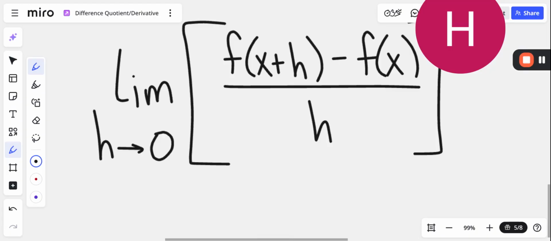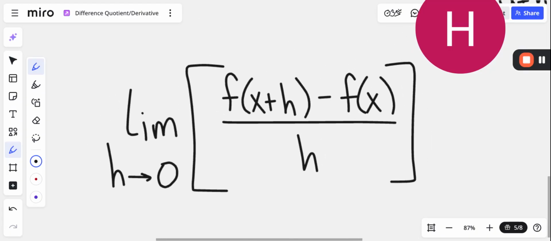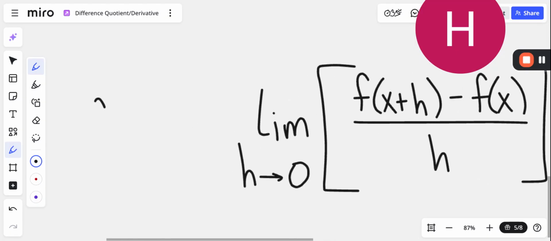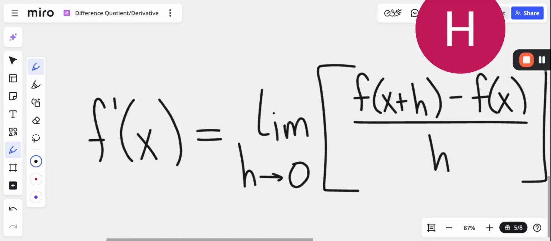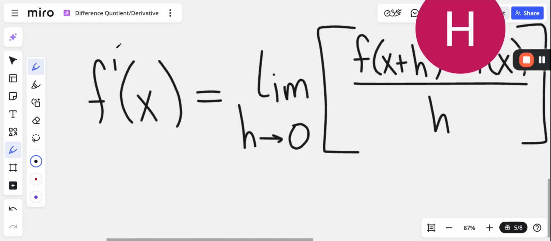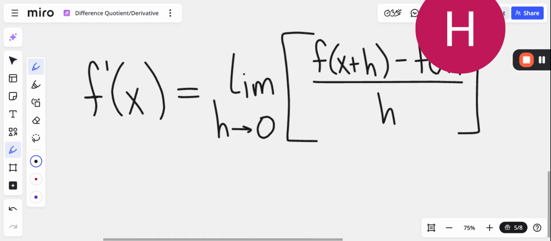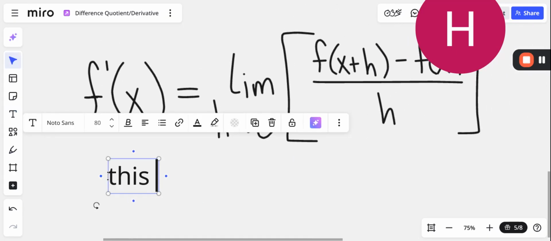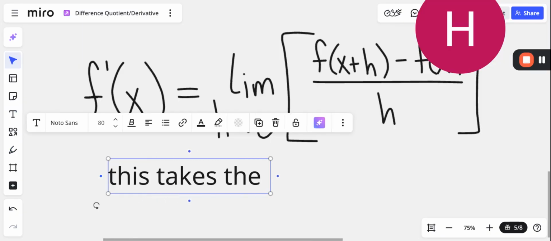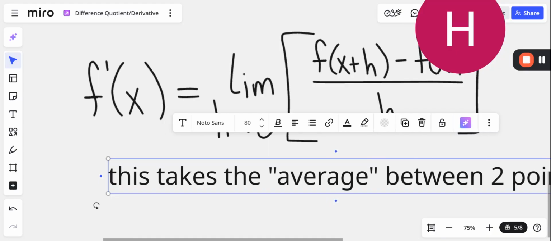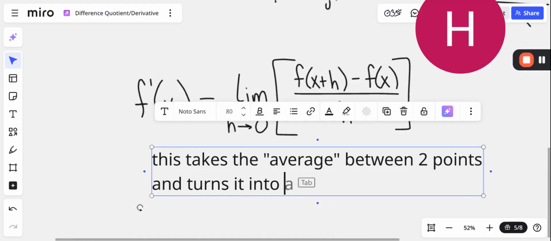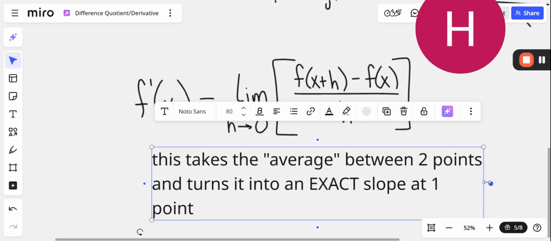Now, by doing this, I have an approximation for what we call the derivative, and we write this little apostrophe on it. We say prime. You might remember that from geometry. This is called f prime, which represents the exact slope. So this takes the average between 2 points and turns it into an exact slope at 1 point. That is the beauty of this.